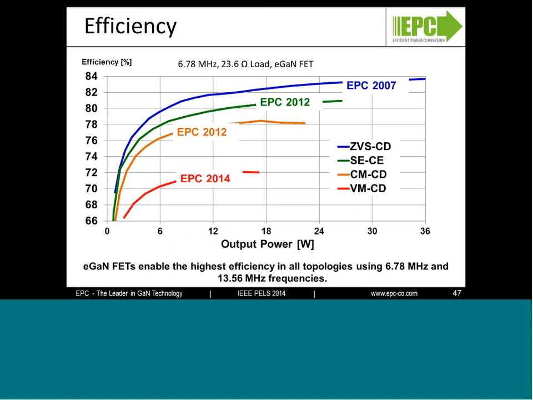This is at 6.78 megahertz, but it would also be true for 13.56 megahertz, another potential operating band for these wireless charging topologies. What you can see is that again, the zero voltage class D is the highest efficiency, followed by the single-ended class E.